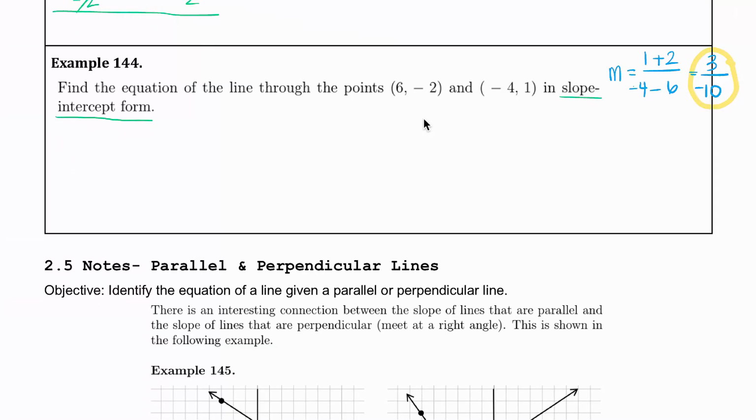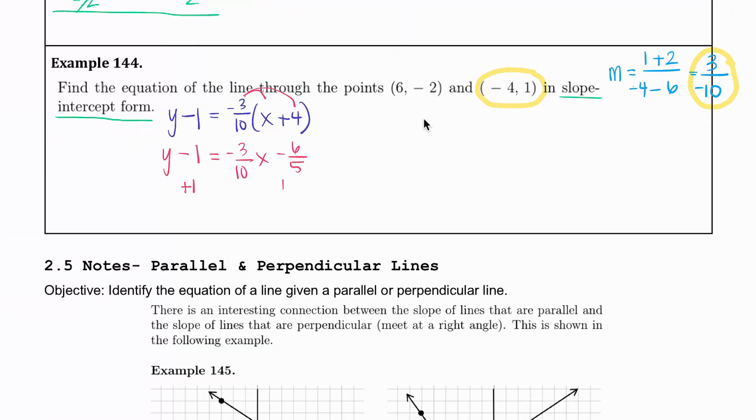Choose whichever point you want. I'm going to go ahead and use this point. Now we're going to plug this into our point slope formula. We have y minus y1 equals m, negative 3/10, times x minus x1, x minus negative 4, or x plus 4. Okay, to put this into slope-intercept form, let's distribute, and you're going to notice that this one doesn't turn out quite as nice as our other ones have. We have y minus 1 equals negative 3/10 x. Negative 3/10 times positive 4 is going to give me negative 6/5.